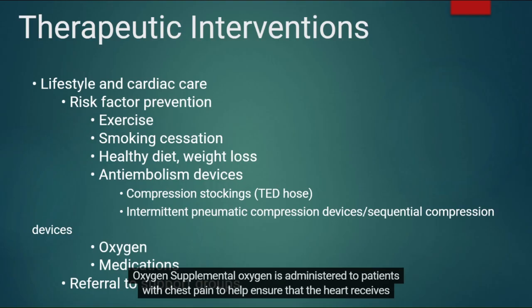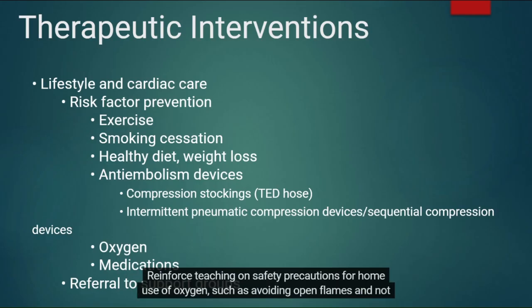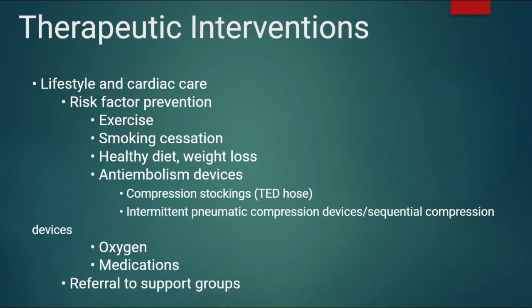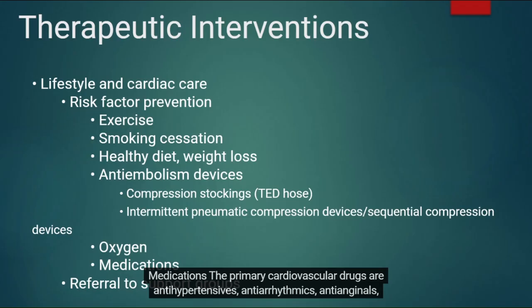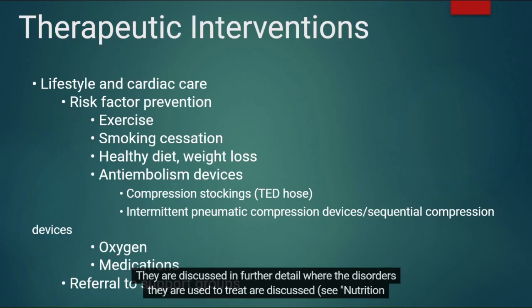Oxygen. Supplemental oxygen is administered to patients with chest pain to help ensure that the heart receives sufficient oxygen to function. Oxygen may be delivered via a nasal cannula or face mask. Reinforce teaching on safety precautions for home use of oxygen, such as avoiding open flames and not smoking when oxygen is in use. Medications. The primary cardiovascular drugs are antihypertensives, antiarrhythmics, antianginals, anticoagulants, cardiac glycosides, thrombolytics, and vasodilators. They are discussed in further detail where the disorders they are used to treat are discussed.